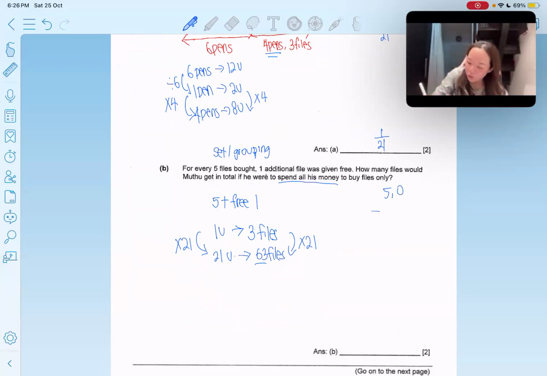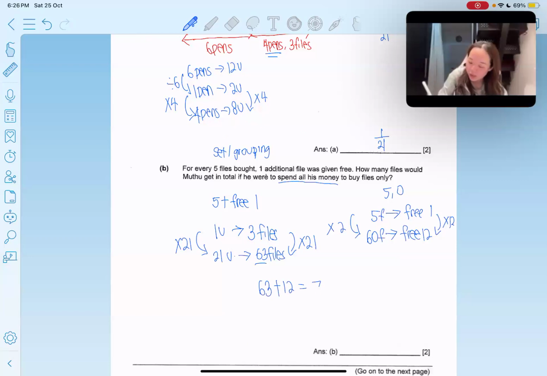If I know that buy 5, I get free 1, buy 60, free how many? 5 files to 60 files, I need to multiply by 12. So free 12. The additional 3 files that he buys will not get anything free. Only the first 60 files he buys, he will get free 12. So how many files will he get altogether? He will get 63 plus 12. So the answer is 75.